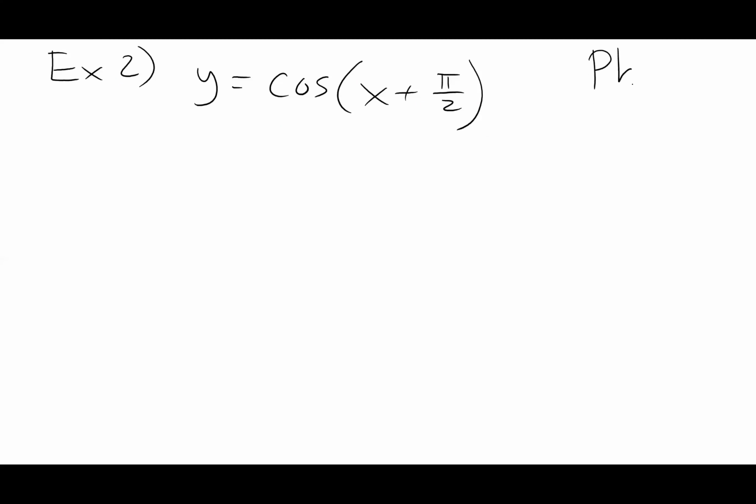Wait, is it pi over 2? Pi over 2 down? No. So that's pi over 2 to the left. Why? To the left. Your period is still in pi, so it's fine. Okay, we're good.